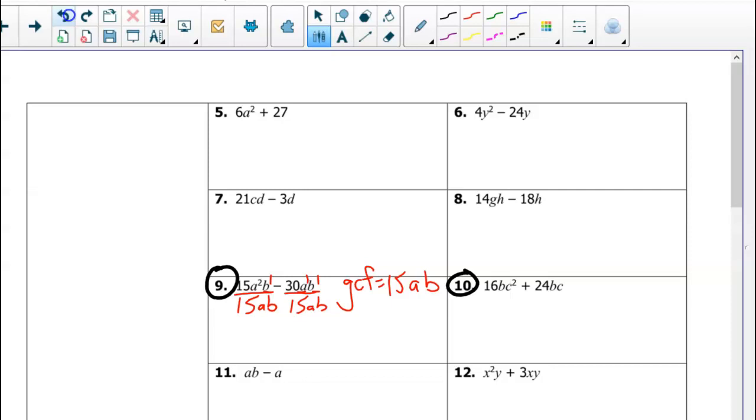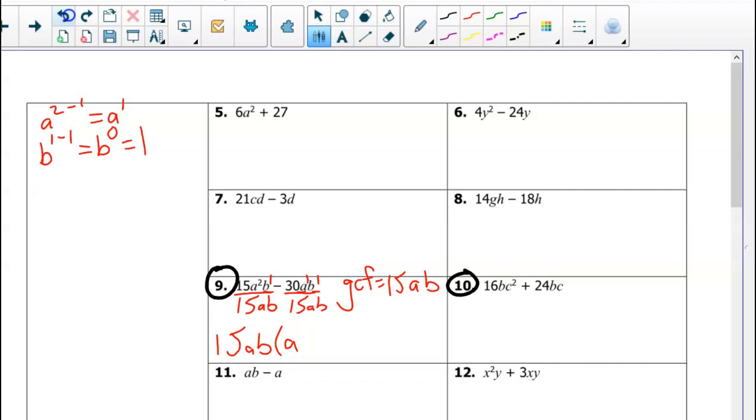And when we do that, 15 divided by 15 is 1. A squared over a is the same thing as a to the second power minus 1, which leaves us with just a to the first, or just a. B to the first over b to the first is b to the 1 minus 1, or b to the 0. So that's just going to become 1. So the only thing left in the first term is a.